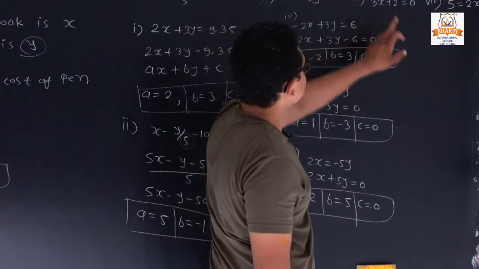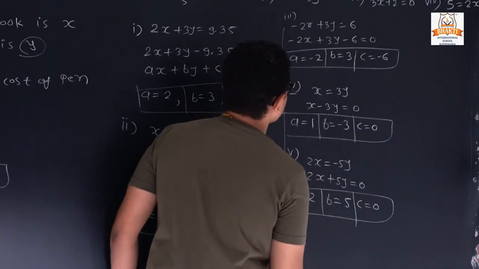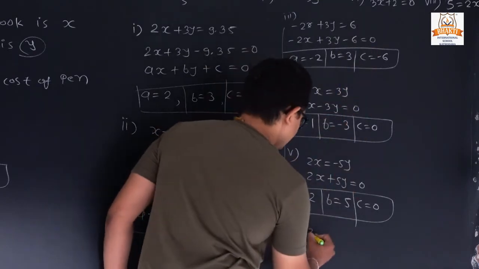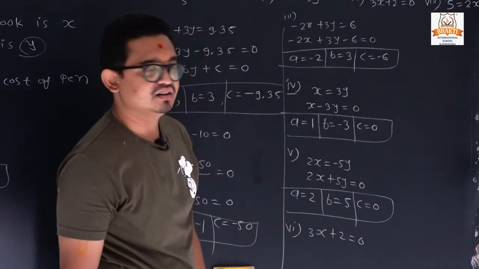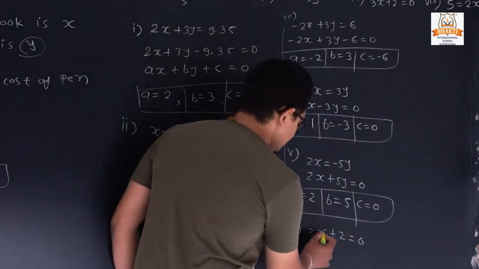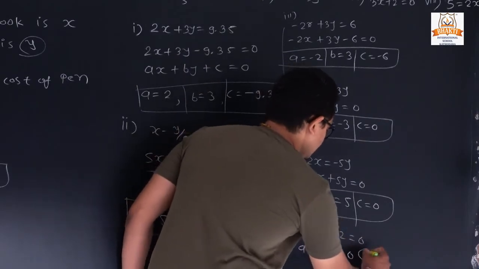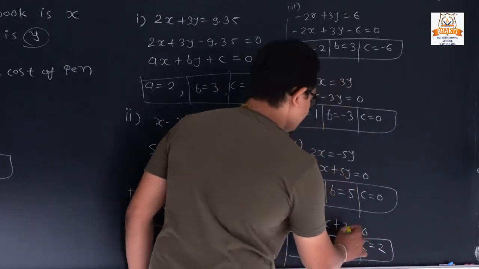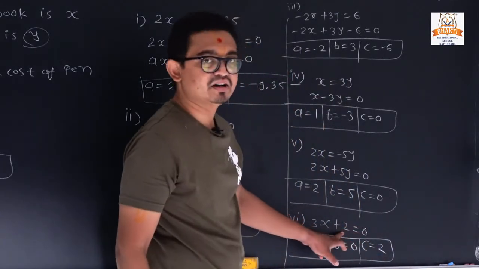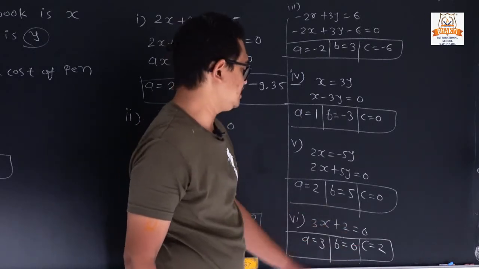Now question 6. In 6 they are saying 3x plus 2 is equal to 0. So it is already in standard form. Now we will compare with our standard form. So a is equal to 3, b is a missing term, and the constant is equal to 2. Clear? Here 2 is a constant term, you must remember that, because there is no coefficient with it. So it is a constant term.